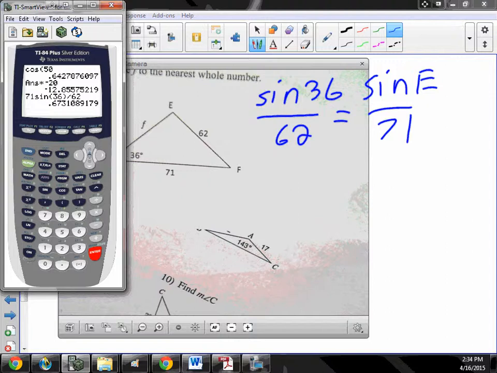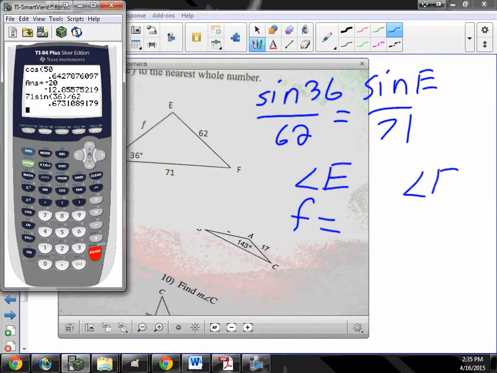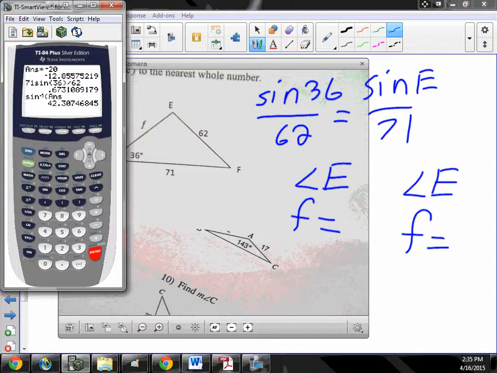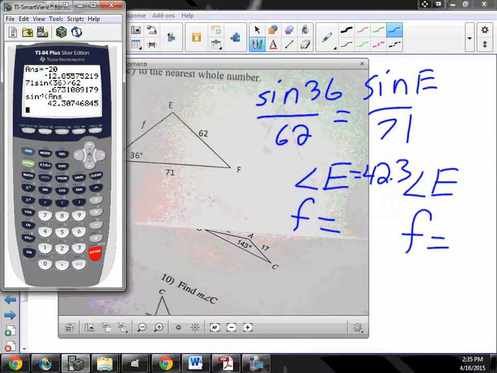So whenever you have angle side side and the second side is shorter than the first side and the triangle exists, there are 2 triangles. So we're going to have angle E equals something, which will give us some value for F. But there's a second angle E, which will give us a second value of F. The first E can be found by taking the inverse. So the first E is 42.3. Well done. Okay, and then you can do the law of sines to find F.